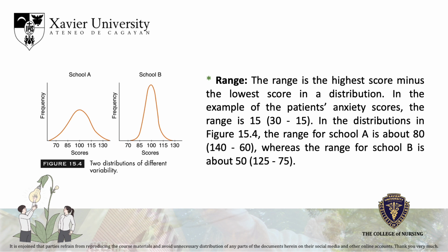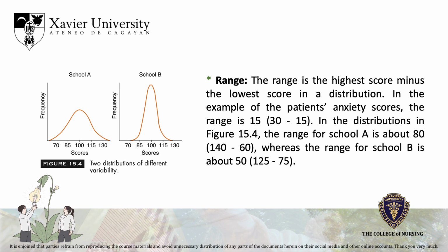In the distribution in Figure 15.4, the range for School A is about 80, since your highest is 140 and the lowest is 60. So you will get 80. Whereas the range of School B is about 50: highest 125, you subtract the lowest, 75.